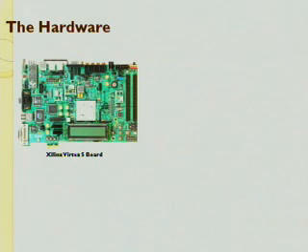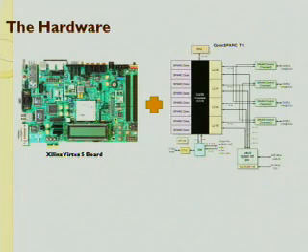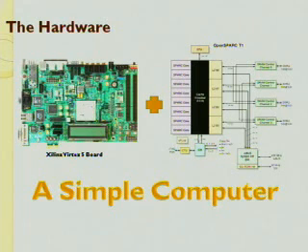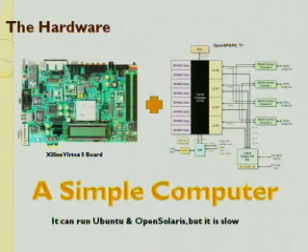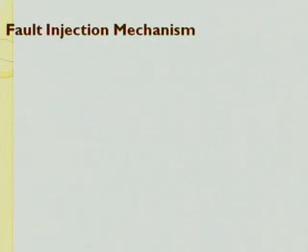This feature works perfectly well with our second component, which is OpenSPARC, a modern 8-core microprocessor designed by Sun Microsystems. It is open source so that we can modify it as we want. In our case, the modification will be fault injection. With these two components, we've got a simple computer. Don't underestimate this thing. It can run Ubuntu and OpenSolaris, but it's just very slow. So I guess the next question is, how do we inject faults into the FPGA?